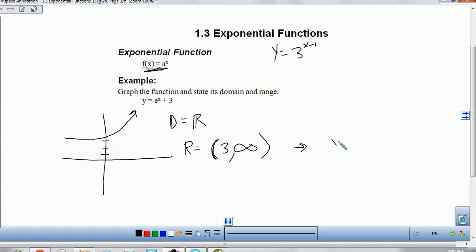remember is that y is greater than, sorry, not greater than or equal to, but just greater than 3, and then x can be anything. So x would be from negative infinity to positive infinity. Okay, let's do another example.